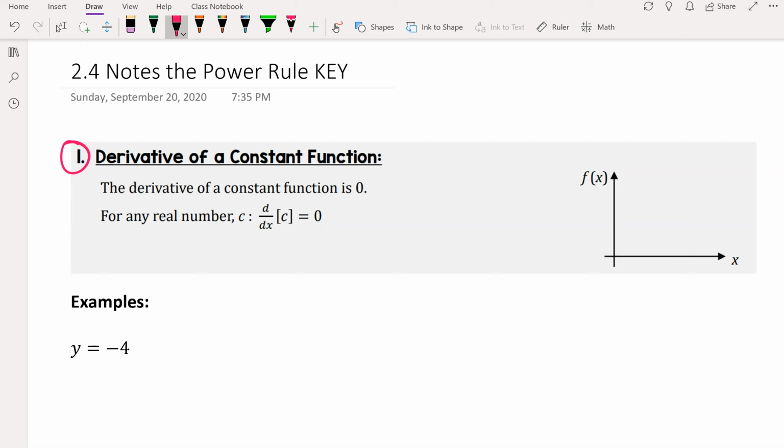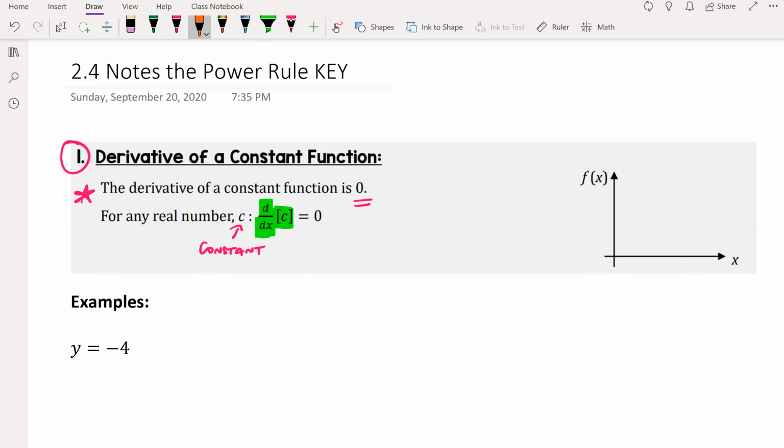This is the first rule, derivative of a constant function. And here is the rule, the derivative of a constant function is 0. For any real number c, so this is a constant, here's the rule written out mathematically. For any real number c, this little thing means the derivative with respect to x of c equals 0. Okay, so the derivative of a constant is 0.